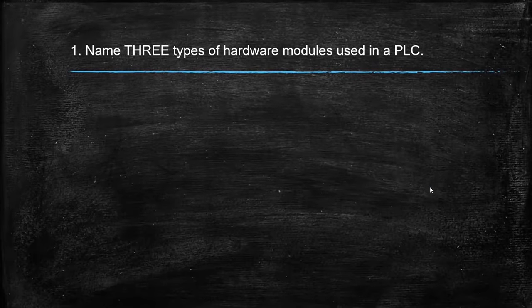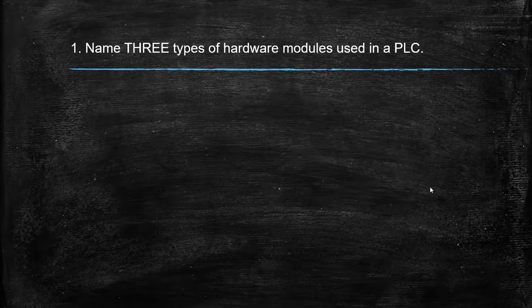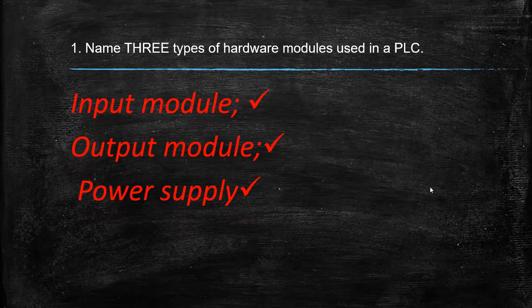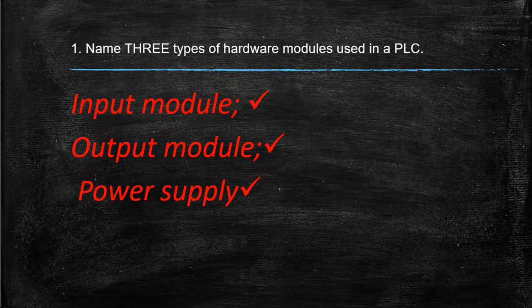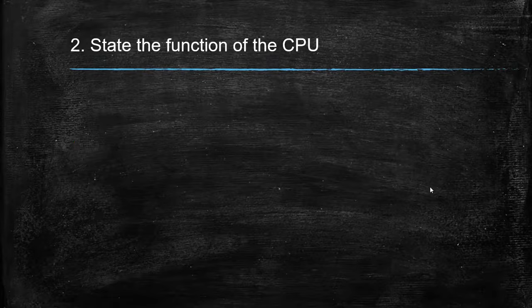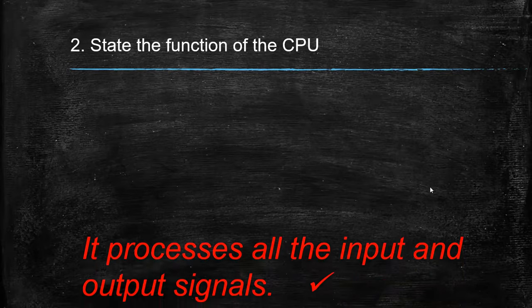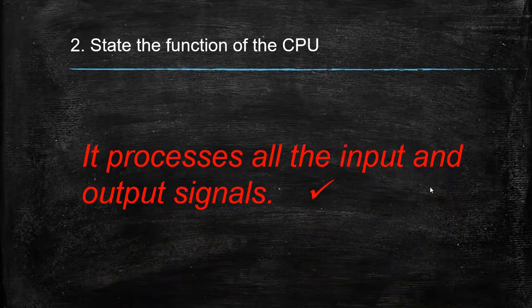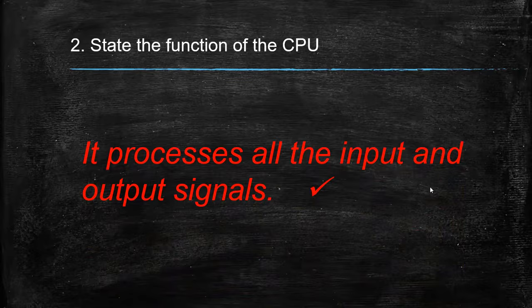So the first question, name 3 types of hardware modules used in a PLC. So we have the input module, the output module, and the power supply. State the function of the CPU. It processes all the input and output signals.